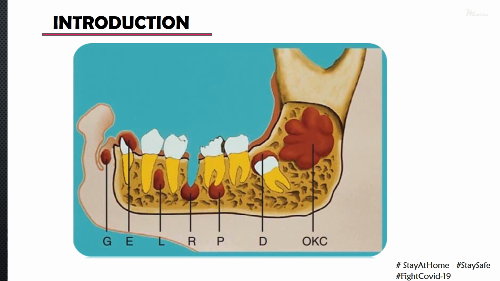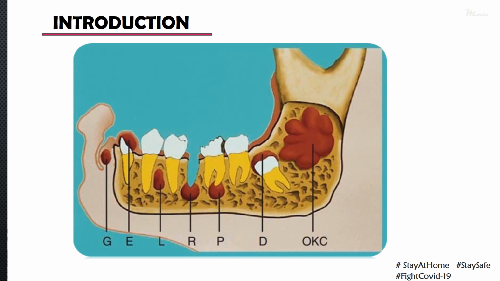Some cysts commonly occur in relation to the apex of the root. Such cysts are referred to as periapical cyst, also known as radicular cyst. A similar kind of cyst which are not associated with the tooth are referred to as residual cysts. Sometimes cystic lesions will occur in between the root of two adjacent teeth. Such cysts are known as lateral periodontal cyst.